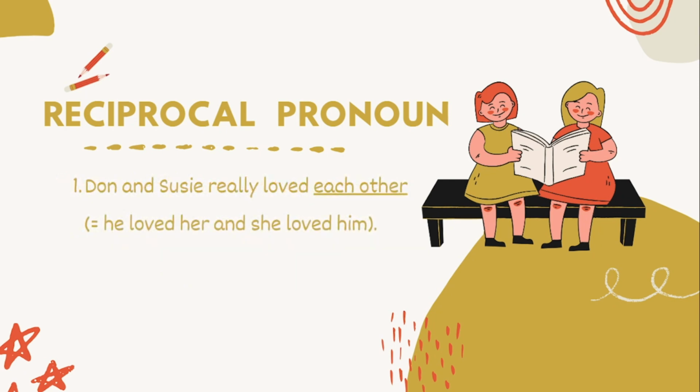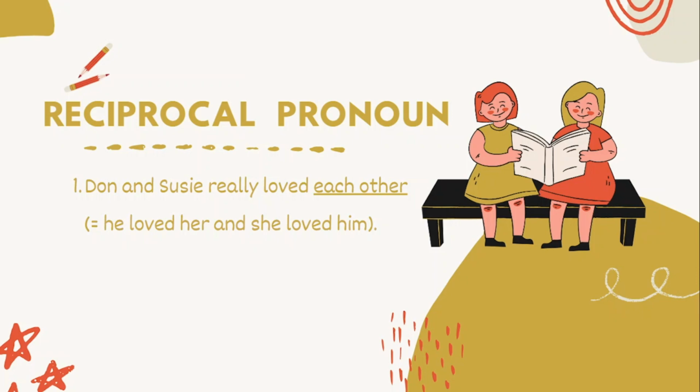See the first example. Don and Susie really loved each other. In this sentence, Don and Susie subject. Loved main verb 2. The sentence is in past simple active voice. Each other. The word each other is written in the place of object. The definition of object was explained in the previous videos. Once check it. Here, what does each other do?